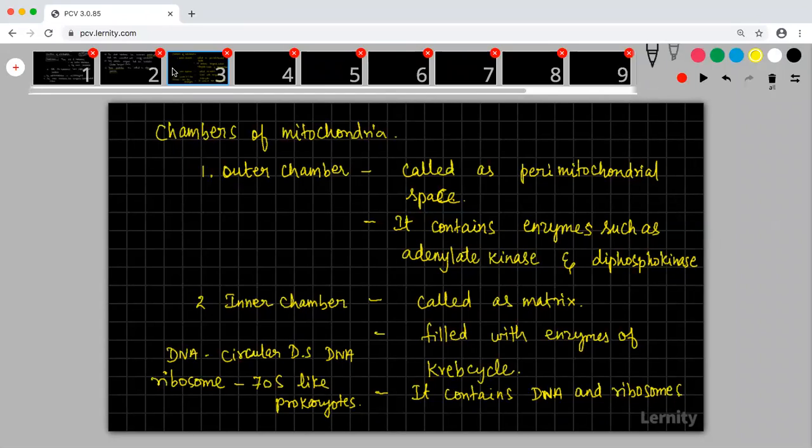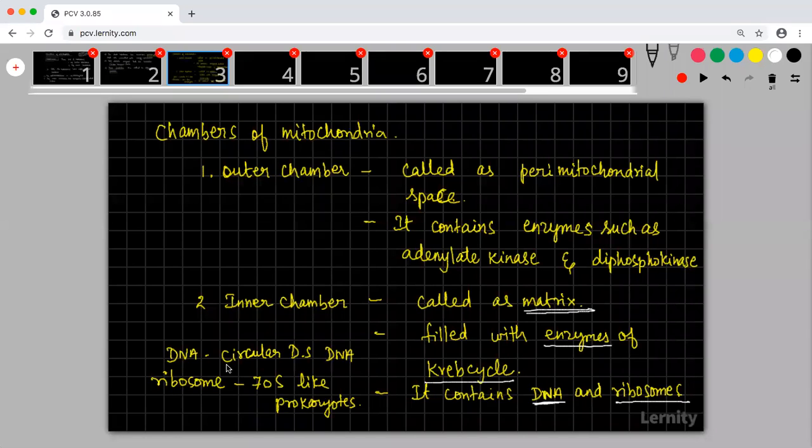Okay, so what you need to understand here is that the ribosomes are present here. DNA is also present here in the matrix. So the inner chamber is called as matrix. It is filled with enzymes that are required for Krebs cycle. Apart from that, it is also having DNA, which means mitochondria is a semi-autonomous body, which means it will have its own DNA and it will have its own protein producing machinery, which is ribosome. Okay, so you need to understand that this DNA and ribosomes are present in this mitochondria.